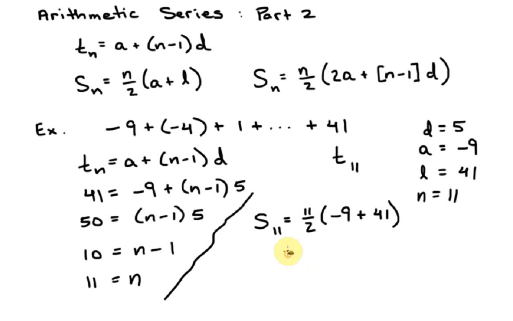All right, so now, let's see here. I've got 11 over 2. And then in the brackets here, negative 9 plus 41. So that would be 32. And now all I've got to do is go 11 times 32, divide by 2, or it might be even simpler to just go 11 times 16. Just divide the 2 into the 32. I did that ahead of time, and it is 176. So that's our sum right there, folks. And that's where I'm going to stop with this lesson.